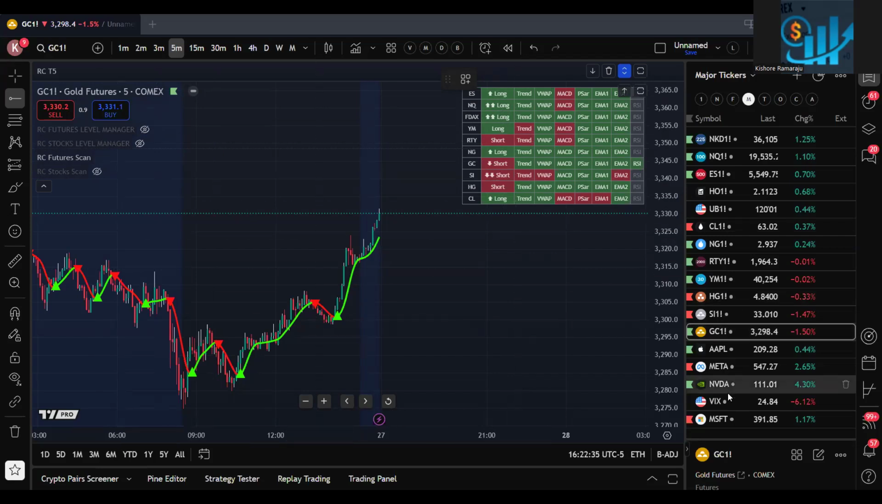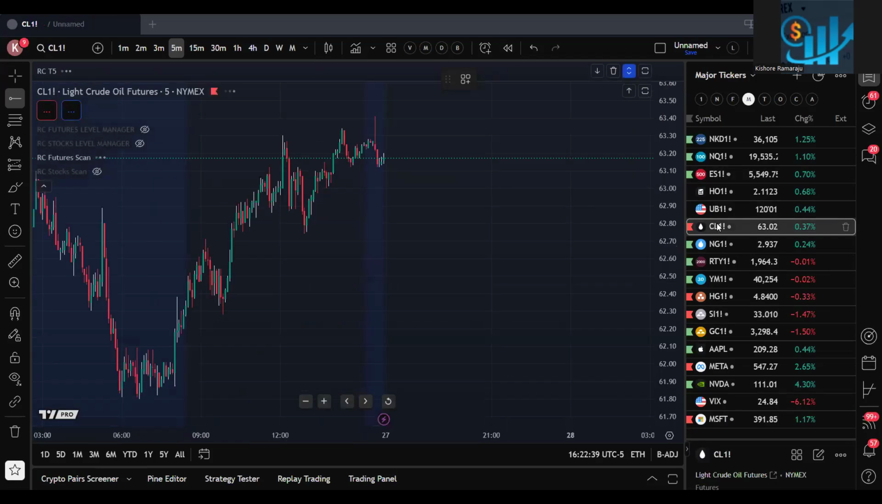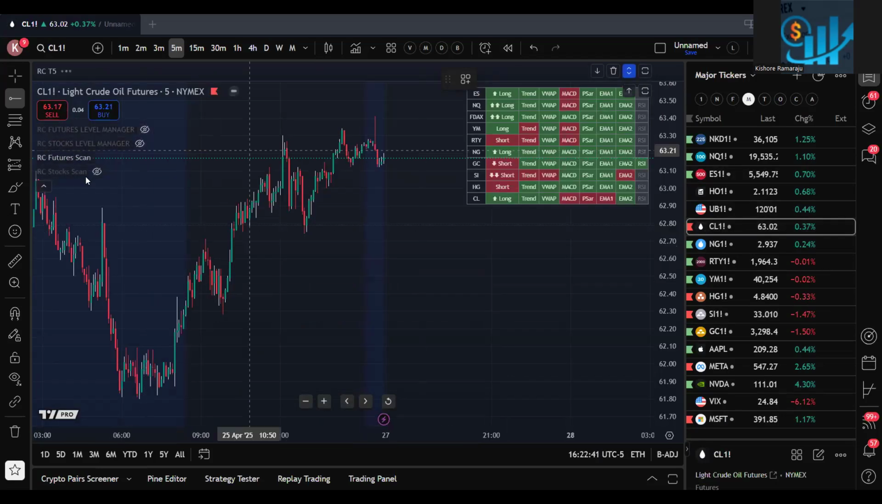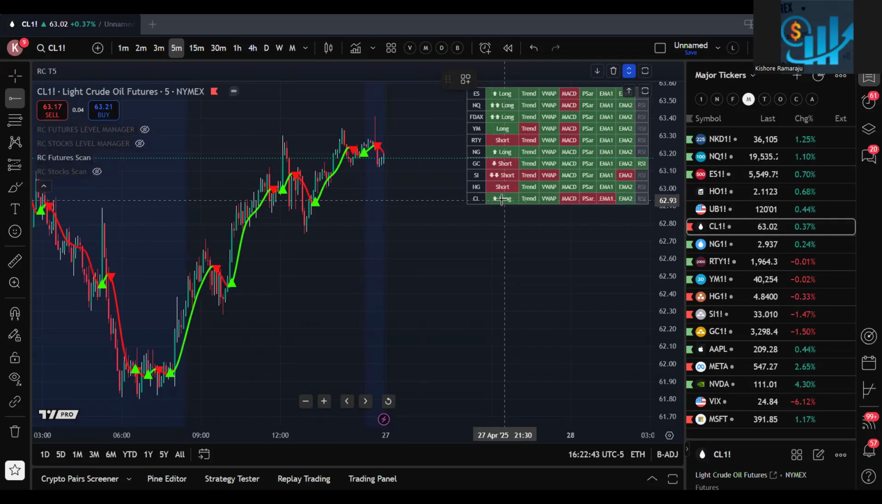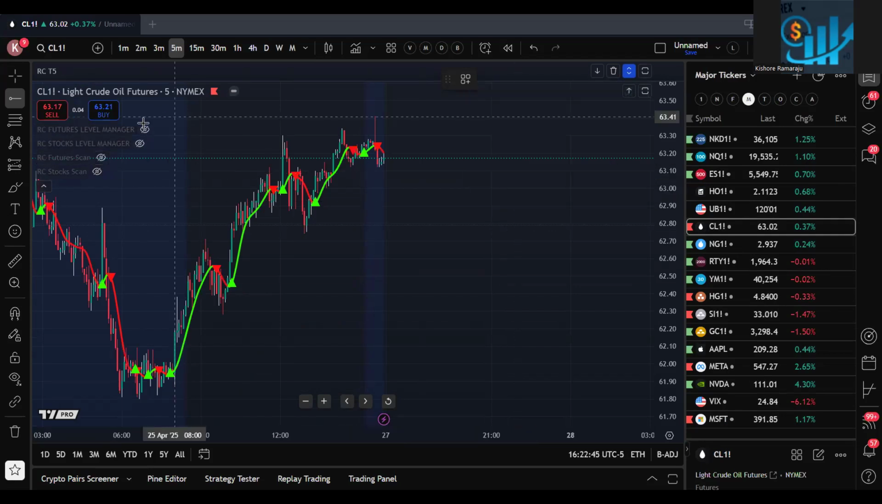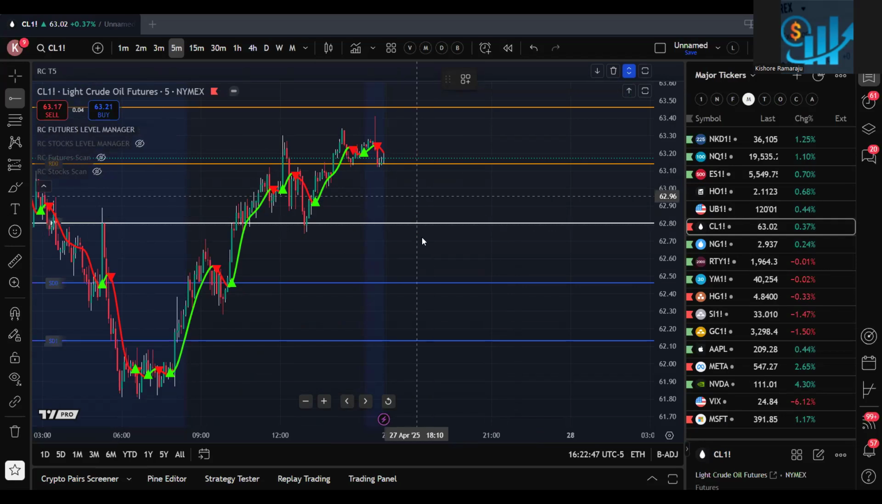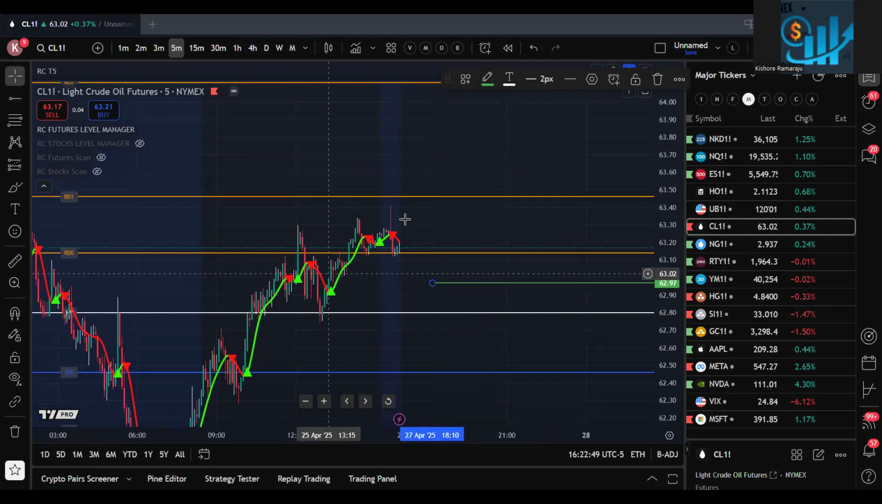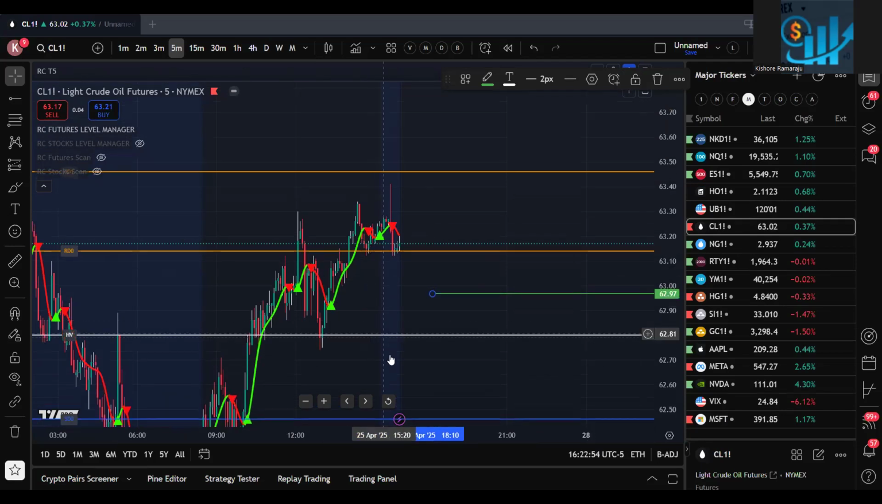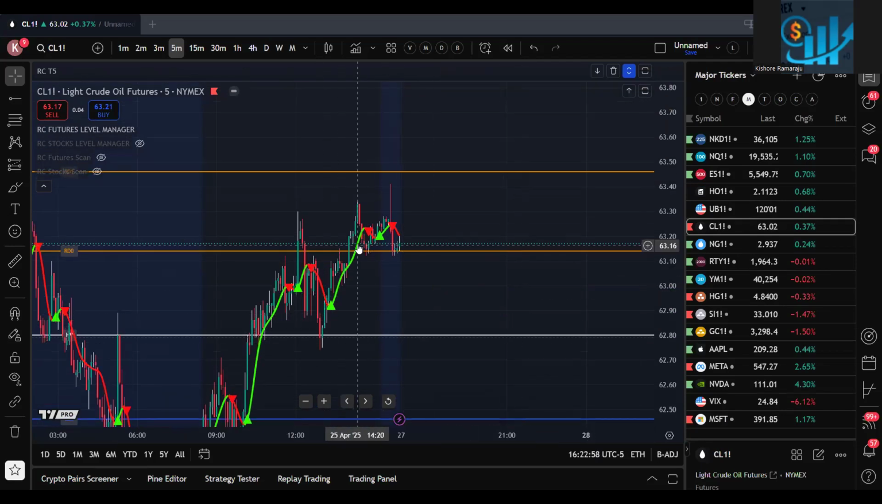For example, if you see crude oil, and CL shows long. That means if you go here, you see that CL broke. If it is only between here to here, it will just show long without any arrow.